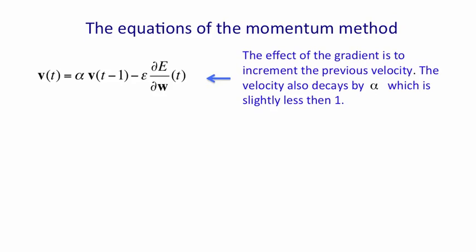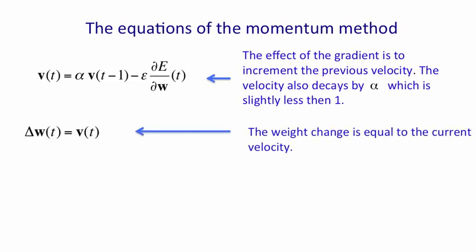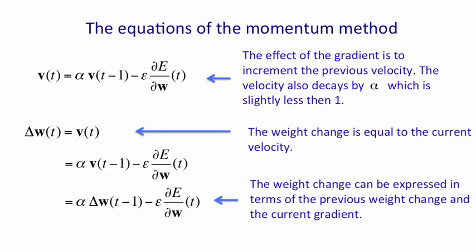And then we add in the effect of the current gradient, which is to make us go downhill by some learning rate times the gradient that we have at time t. And that'll be our new velocity at time t. We then make our weight change at time t equal to the velocity. That velocity can actually be expressed in terms of previous weight changes, as is shown on the slide here, and I'll leave it to you to follow the math.